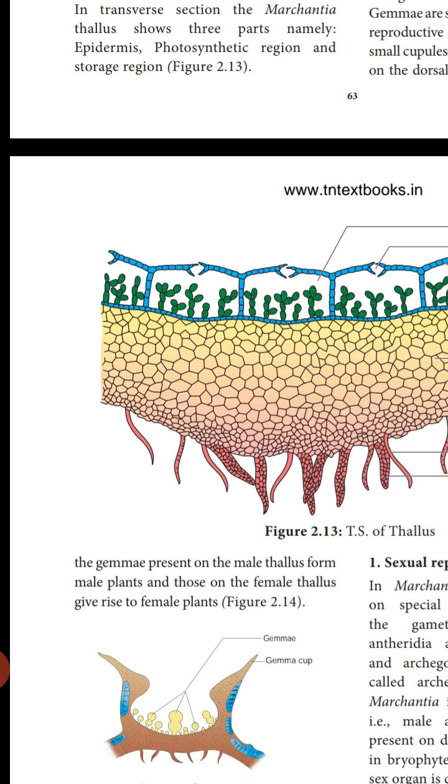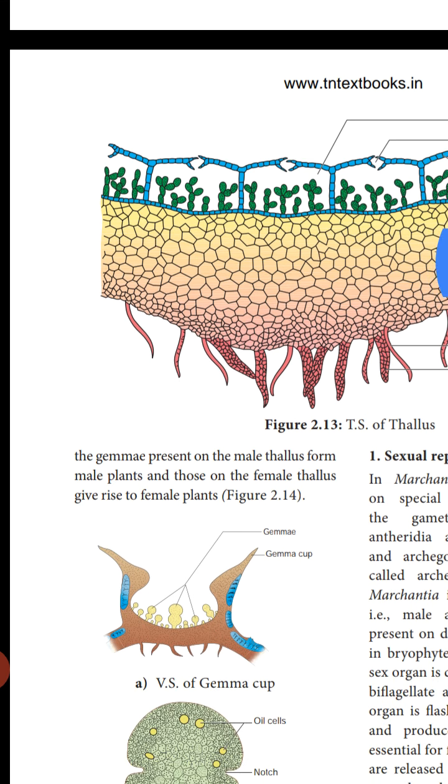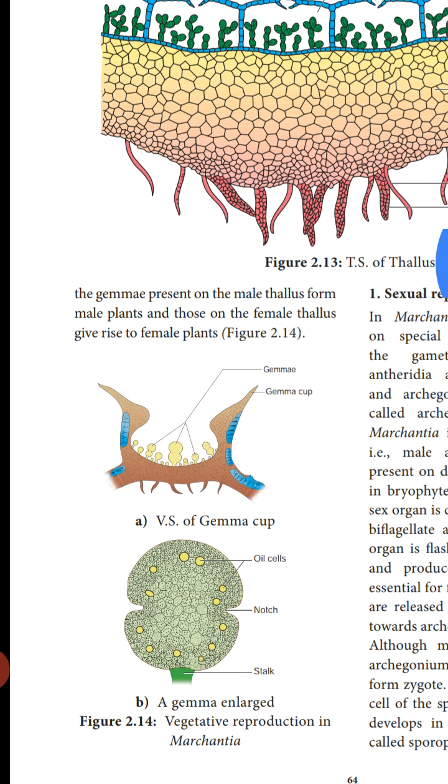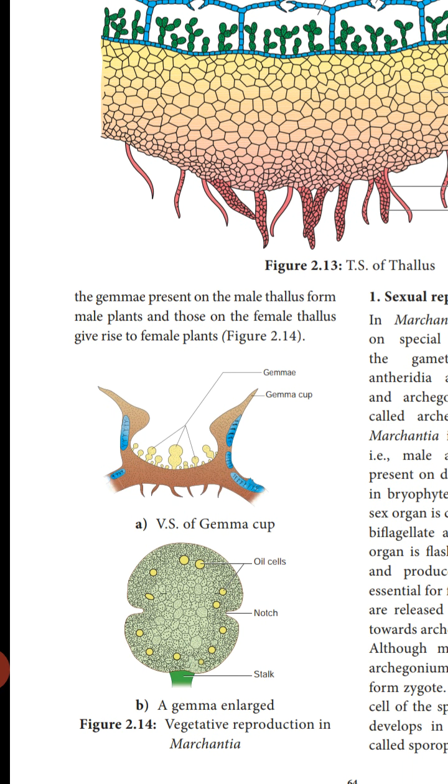Usually the gemmae present in the male thallus will form the male plants, and those on the female thallus will give rise to the female plants. Here you can see the diagram of the gemma cup, a vertical section. This is the gemma cup which has the gemmae. One gemma is shown enlarged; it has a stalk, the notch region is present, and the oil cells are present. When the gemmae detach and germinate, they will give rise to a new plant body.